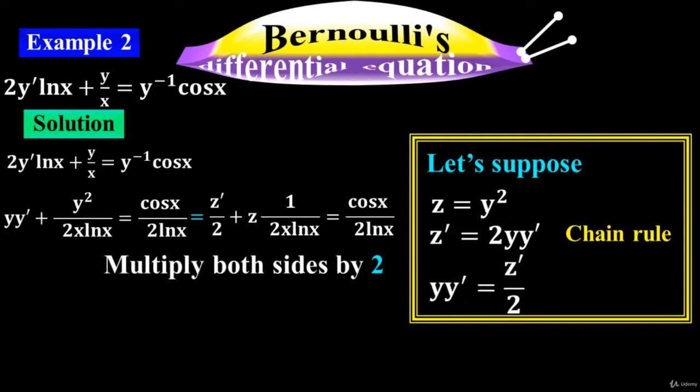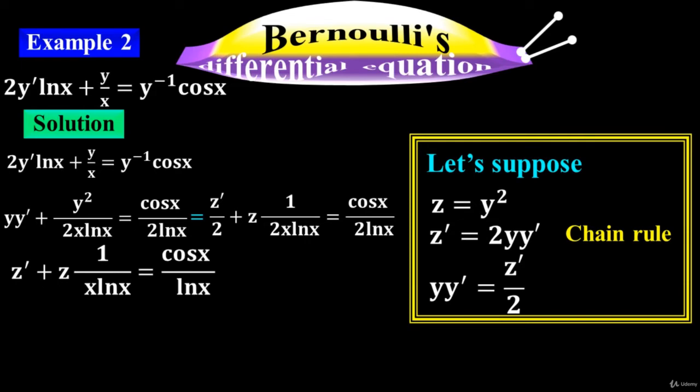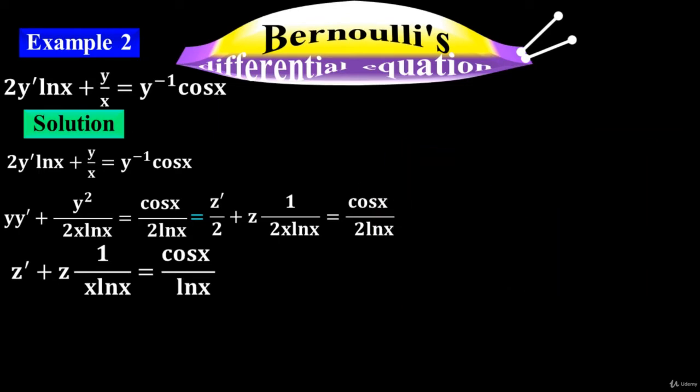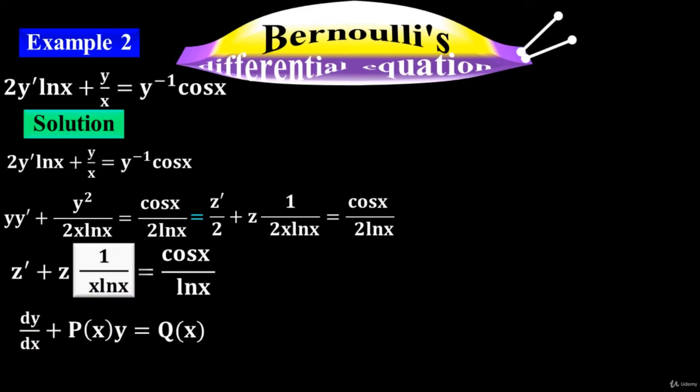Multiply both sides by 2 to have z prime plus z times 1 over x natural log x equals cos x over natural log x. And now I got the linear differential equation. This is a linear differential equation. It is no more non-linear. Compare it with the standard form of linear equation. This is the derivative term, and p of x is 1 over x times natural log x. q of x is cos x over natural log x.